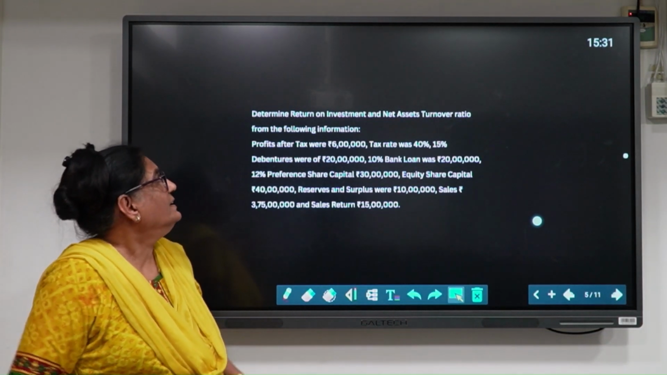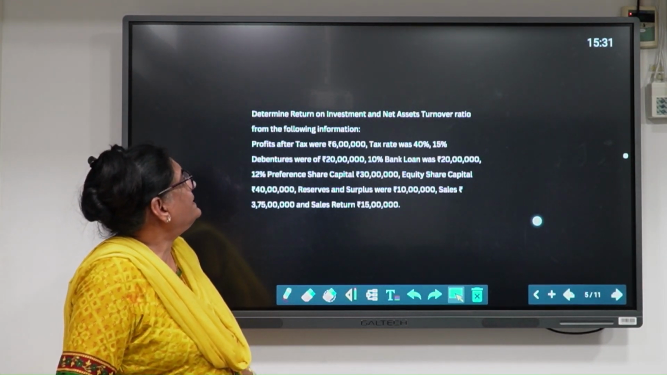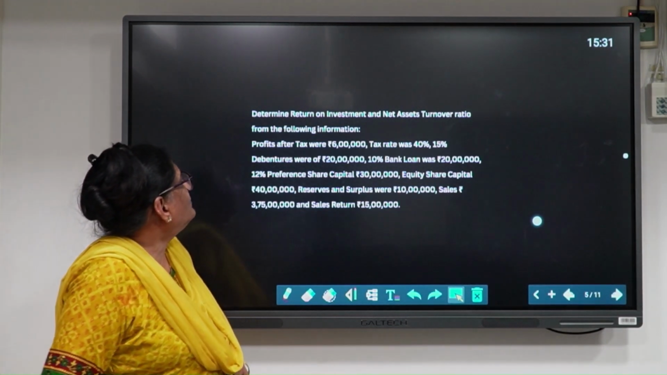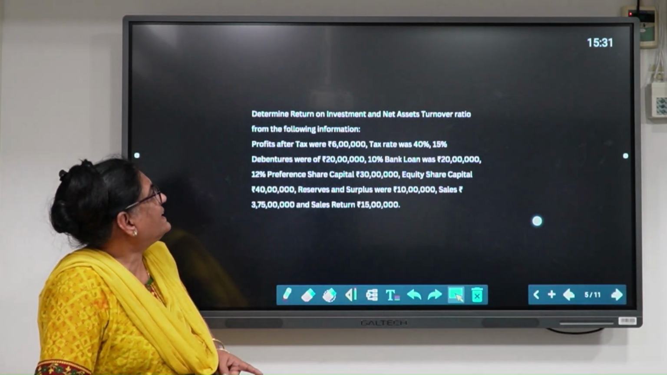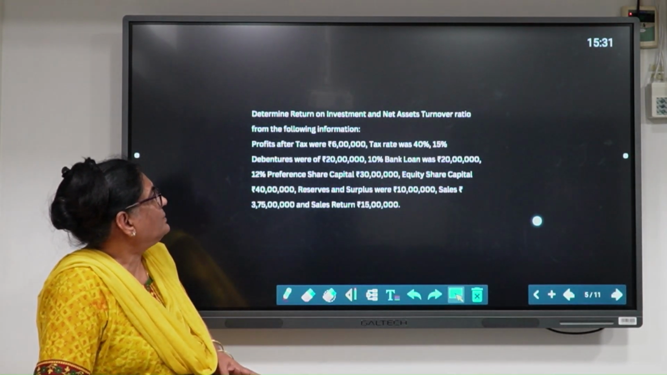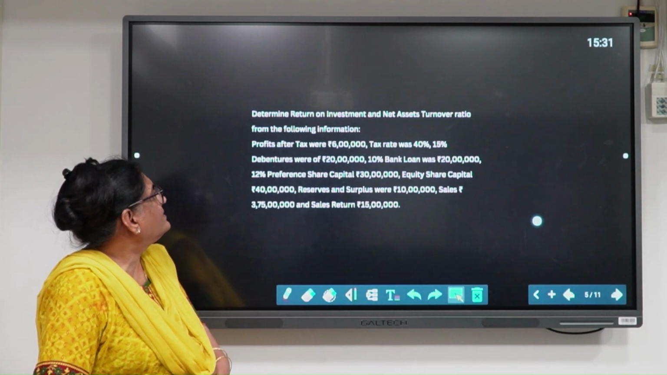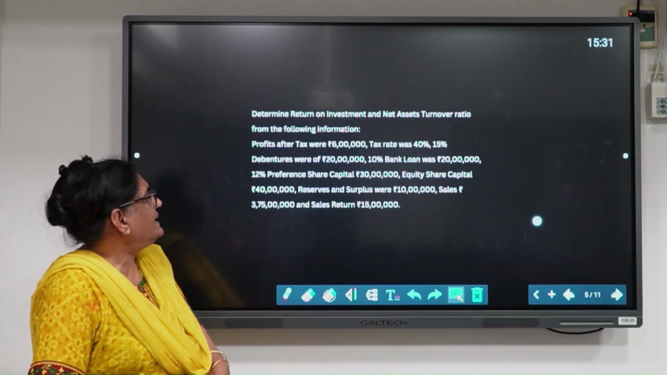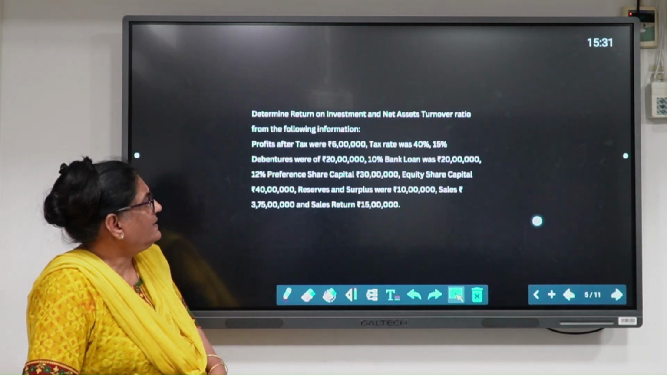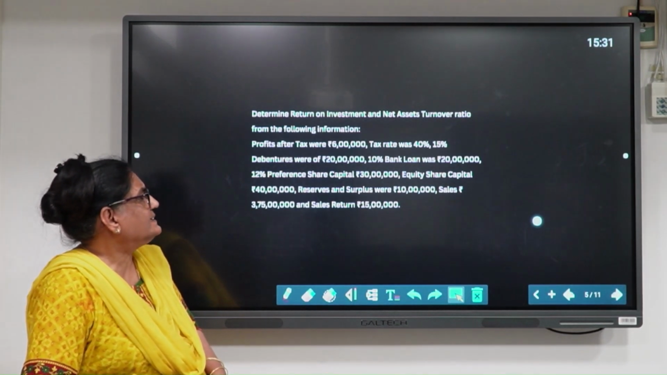Now this problem is: determine return on investment and net asset turnover ratio from the following information. Profit after tax is 6 lakhs, tax rate is 40%, 15% debentures were 20 lakhs, 10% bank loan was 20 lakhs, 12% preference share capital 30 lakh, equity share capital 40 lakh, reserve and surplus were 10 lakh, sales 3 crores 75 lakh, sales return 15 lakhs.